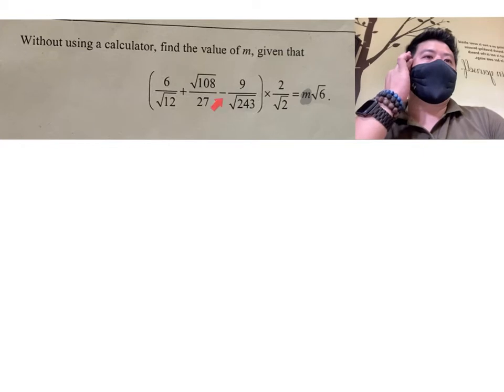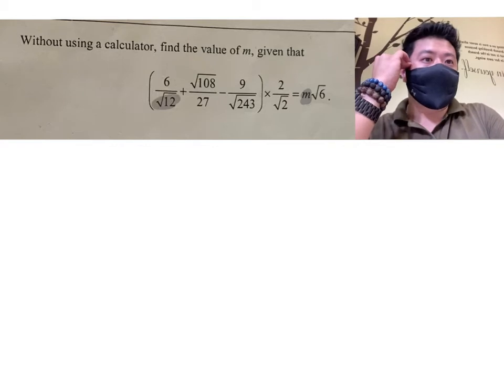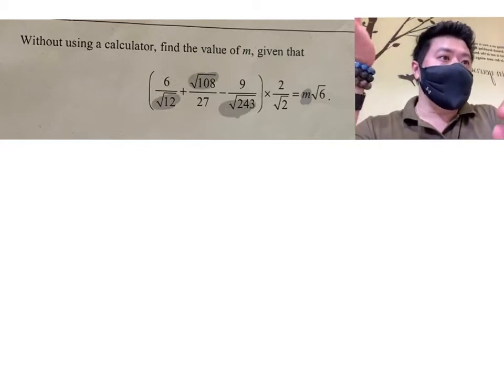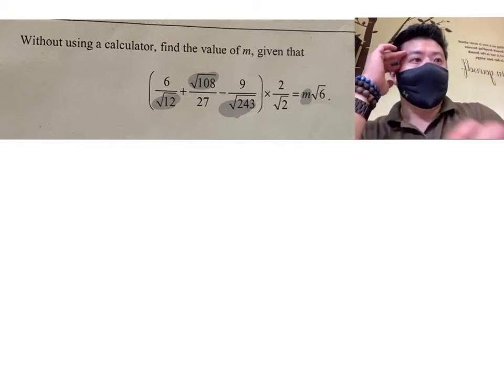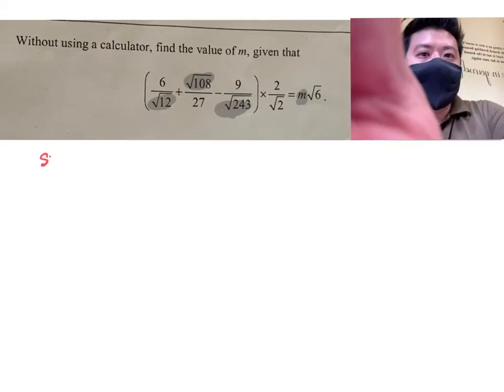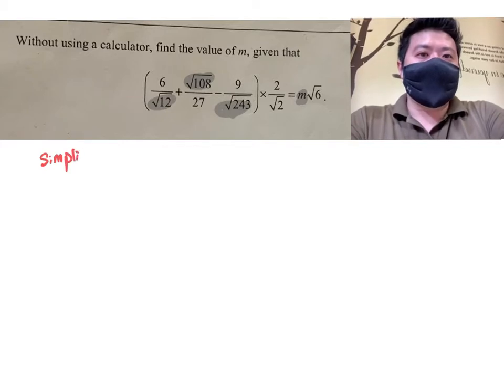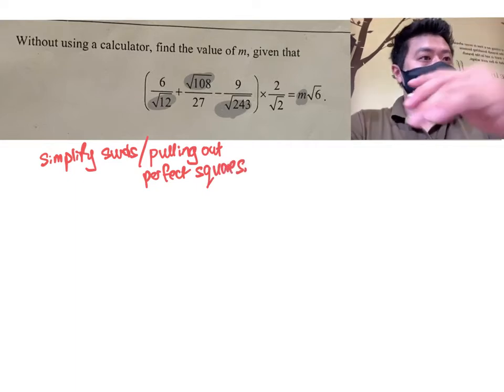If you remember what I told you before in class, when we look at a gigantic surd, what we call the big surds, the strategy is we always try to simplify the surd first. How we simplify is we try to pull out perfect squares. We always try to simplify our big surds by pulling out all the perfect squares. That is the best way that you can do it. So what do I mean?